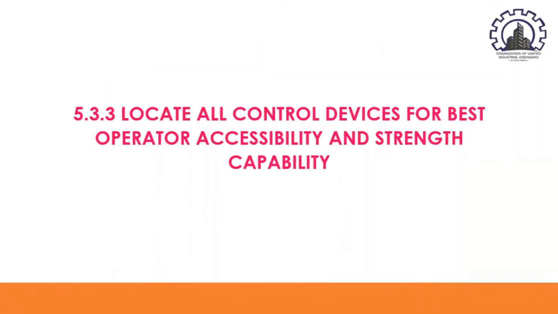So the next topic is to locate all control devices for best operator accessibility and strength capability. We already know the principal objective of methods engineering, right? It is to improve productivity and decrease the unit cost of output while maintaining the health and safety of the worker. This is relevant to our discussion because it deals with the man-machine relationship.